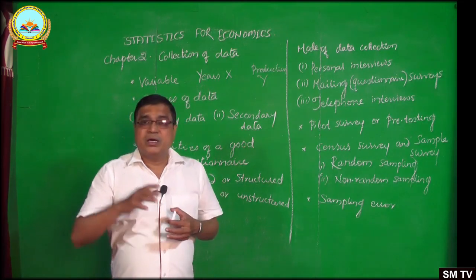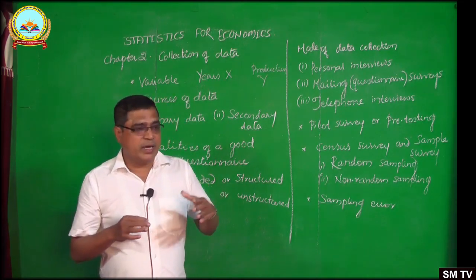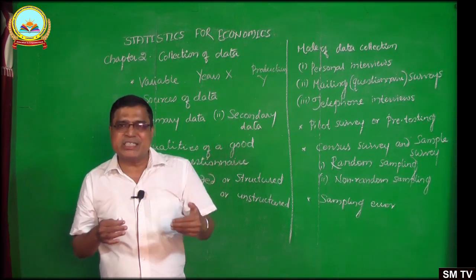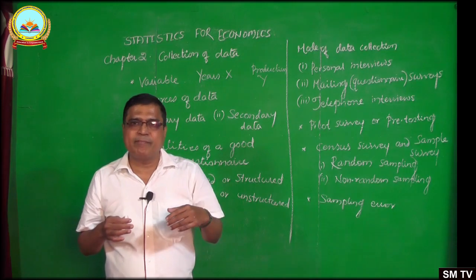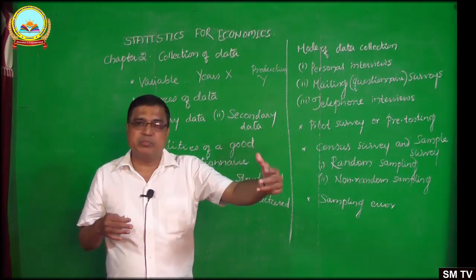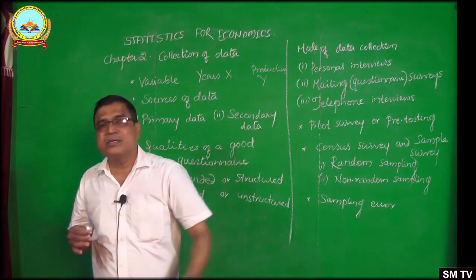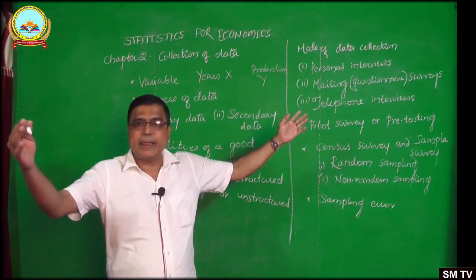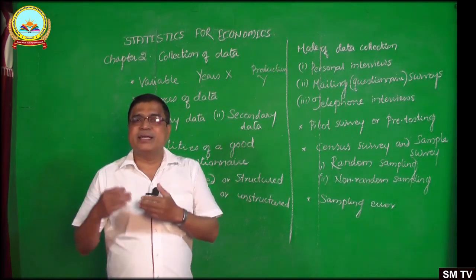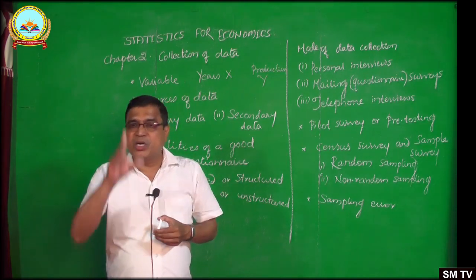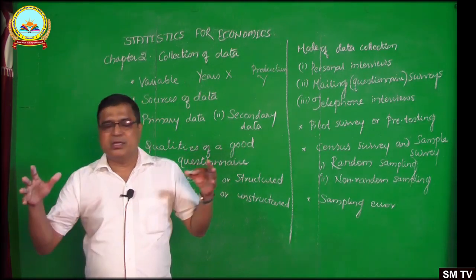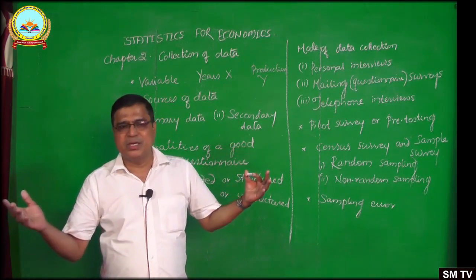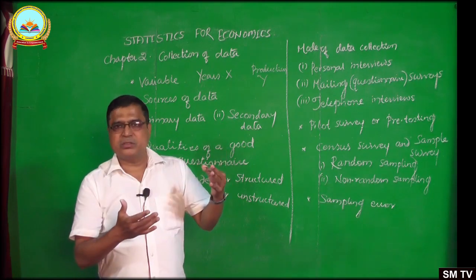Now this is very helpful where the enumerator cannot go, or does not have access to remote areas. Here he cannot approach or go and conduct the survey. There these surveys can be mailed so that he can get the information. And one more thing is, the respondent has got sufficient time. He is relaxed, so he can go through the questions.